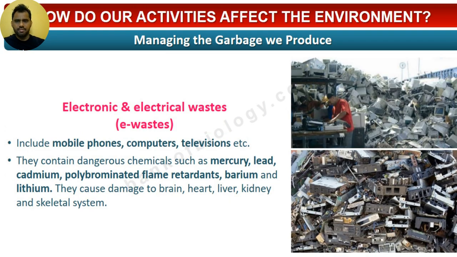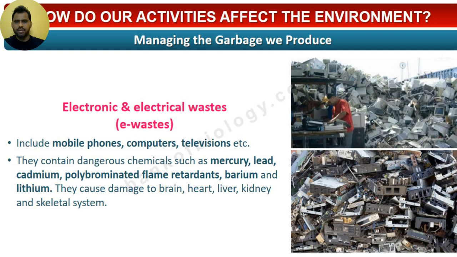Electronic and electrical waste, the e-waste. What are the electrical and electronic wastes? These include mobile phones, computers, televisions, etc. They contain dangerous chemicals such as mercury, lead, cadmium, polybrominated flame retardants, barium and lithium. What is the problem that they cause? They cause damage to brain, heart, liver, kidney and skeletal system.